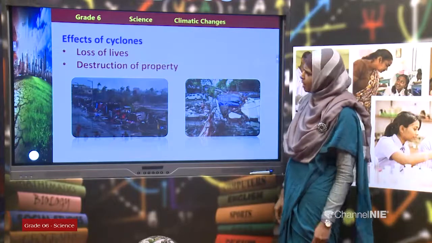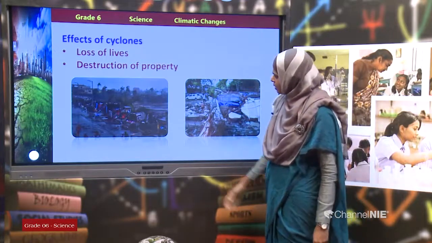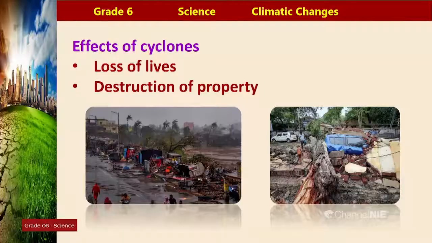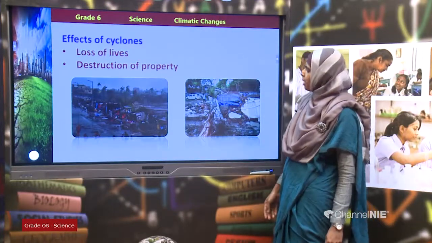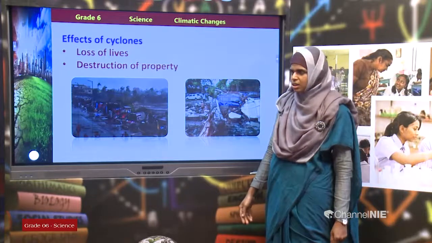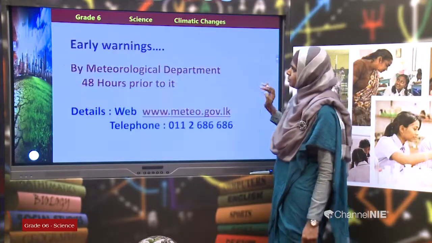Let's see what cyclones would end up in. As we already saw, lives will be lost. Very valuable things, human lives would be lost. And also, a lot of properties are destroyed. You can see buildings, trees, vehicles are destroyed, right? So, as an effect of a cyclone, lives are lost as well as properties destroyed. So, it is very dangerous to have a cyclone.